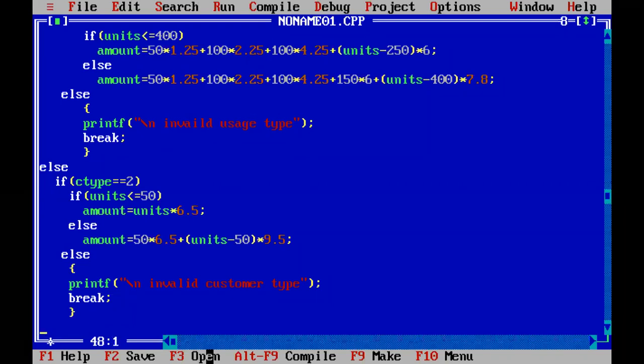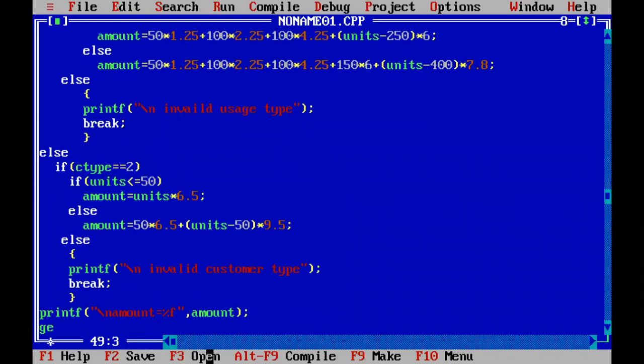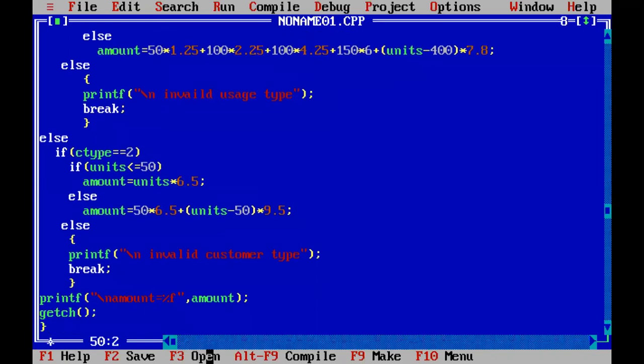Finally, we write printf amount equal to %f, amount. Actually, no need of prompts and everything. I will remove all the prompts finally.